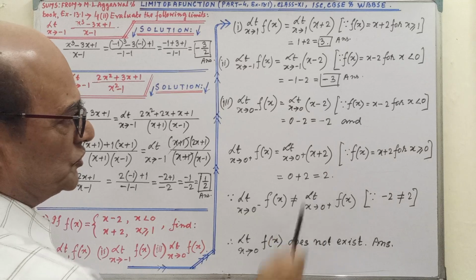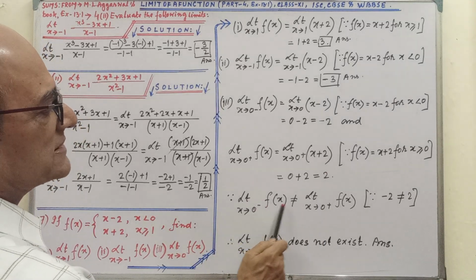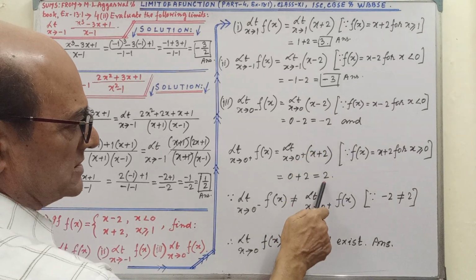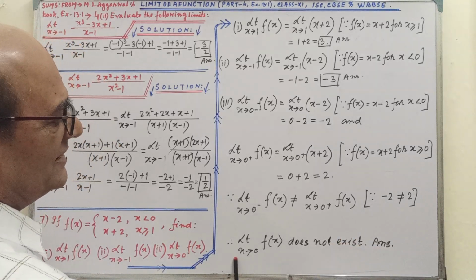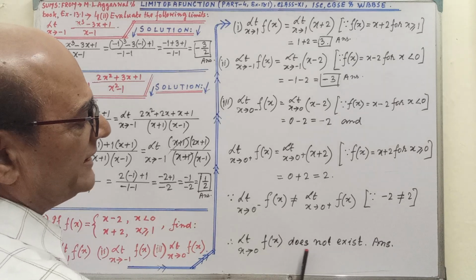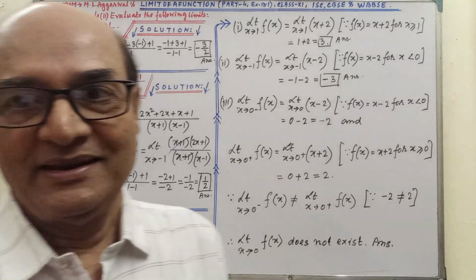Then by putting the value, we are getting fx equal to 2. Now since minus fx and plus fx are not equal, this is minus 2 and this is 2, minus 2 not equal to 2. Therefore x tends to 0, fx does not exist. I think it is clear.